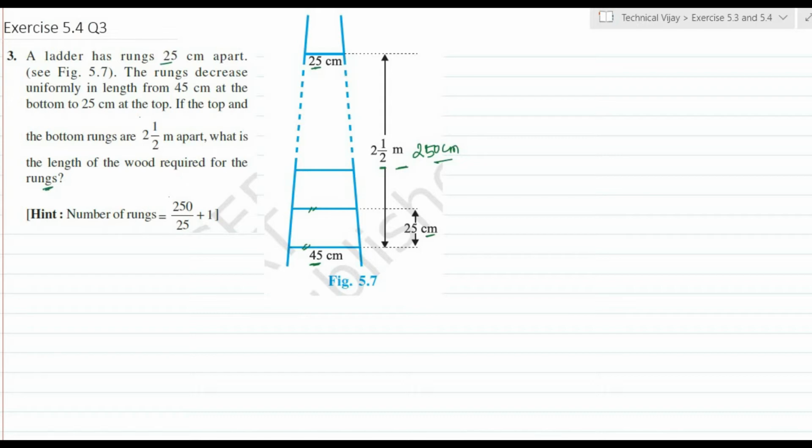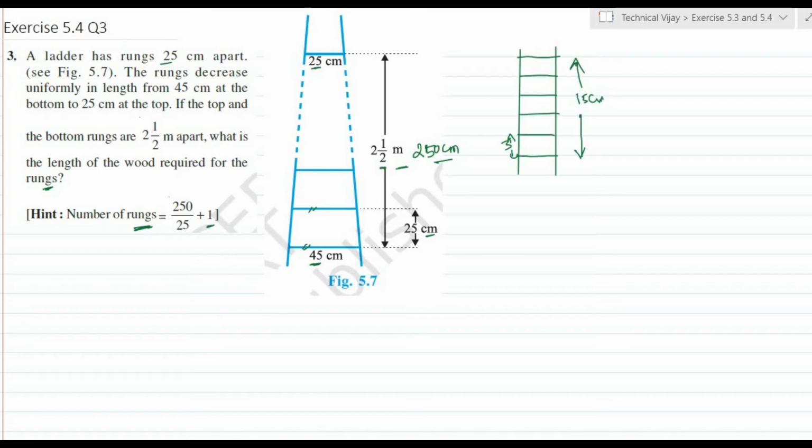Wood required for the rungs means, see, we have to calculate the number of rungs, so each rung length we have to calculate. So we have to calculate the sum of all the rung lengths. Here some formula we have to apply, and a hint has been given. See, number of rungs is equal to 250 divided by 25 plus 1. Why is this plus 1?